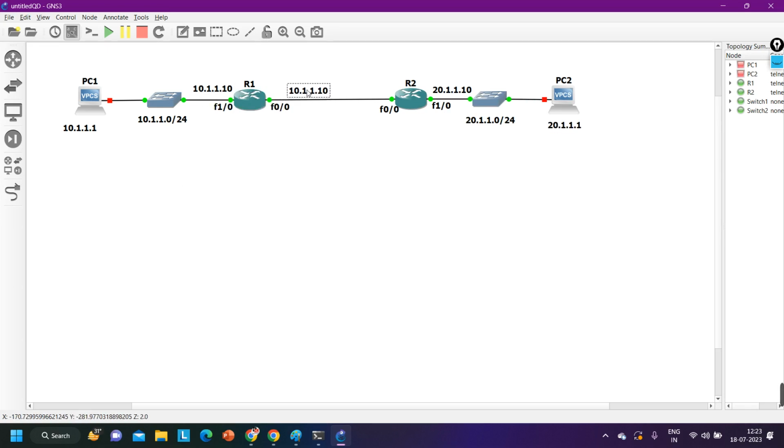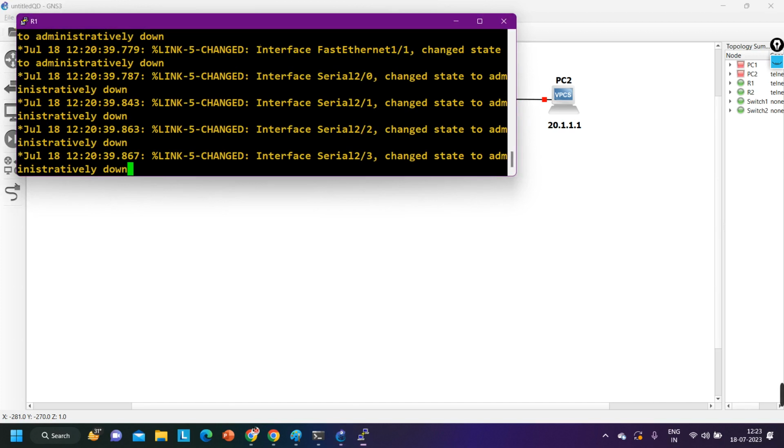Yes. Here the IP address is, let's say, 12.1.1.1, and here the IP address is, let's say, 12.1.1.2. Done. First of all, I am going to configure the IPs. So let me take you to router 1.